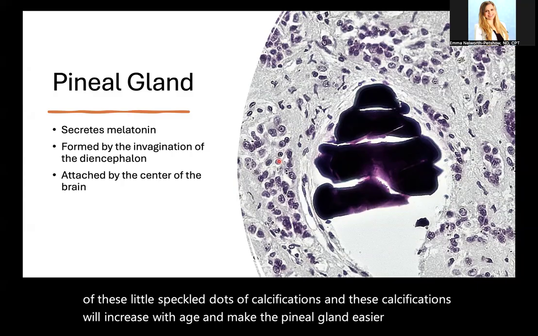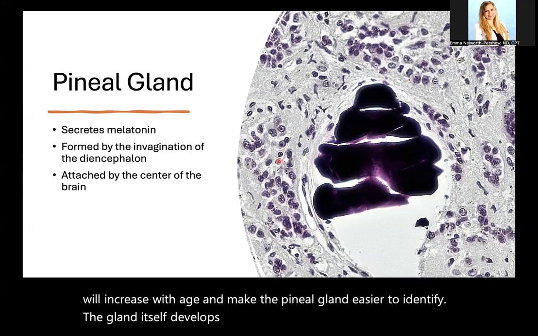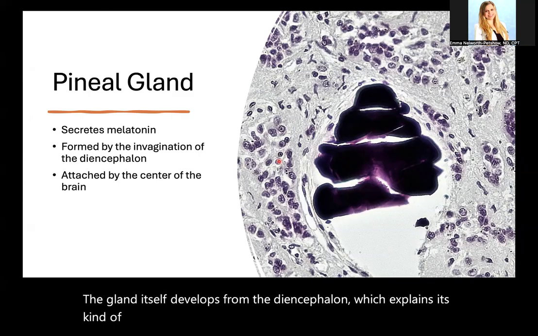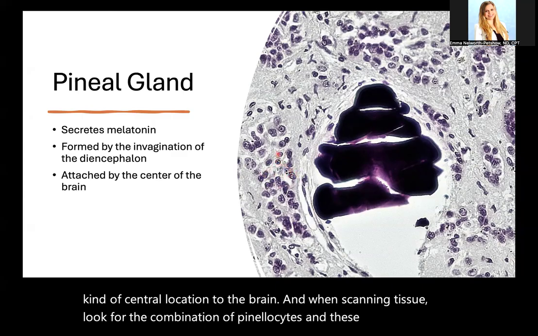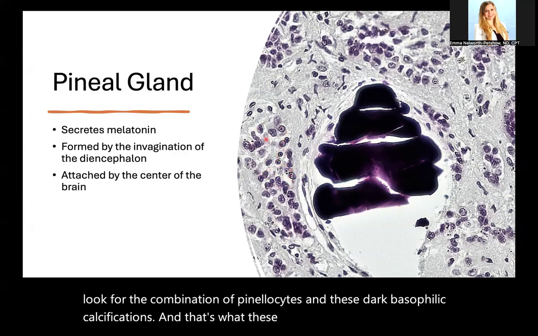The gland itself develops from the diencephalon, which explains its central location in the brain. And when scanning tissue, look for the combination of pinealocytes and these dark basophilic calcifications. That's what these little speckles are. So this is the pineal gland surrounding a basophilic space.